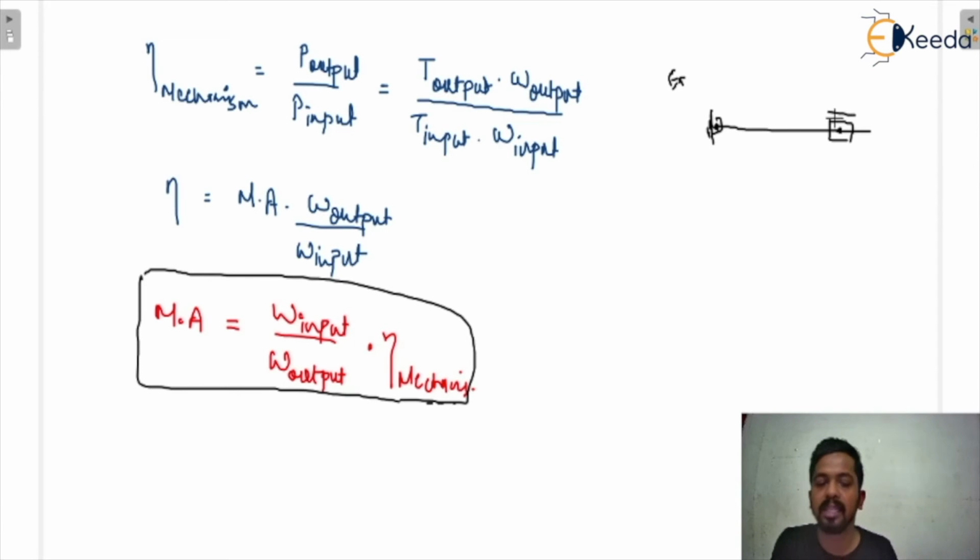Now here you can see that there is a rotation of a link. You have been given the rotation of a link, and this slider having the velocity v. Now at output you can see there is only sliding motion. At the output means what? At the output there is only sliding motion taking place.